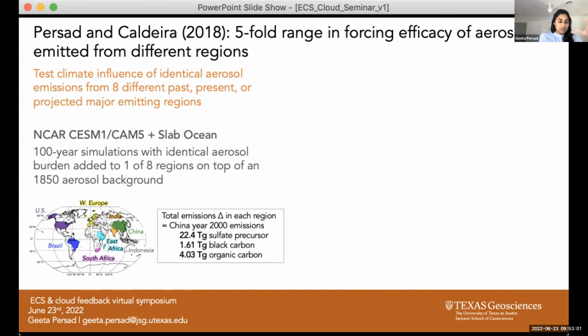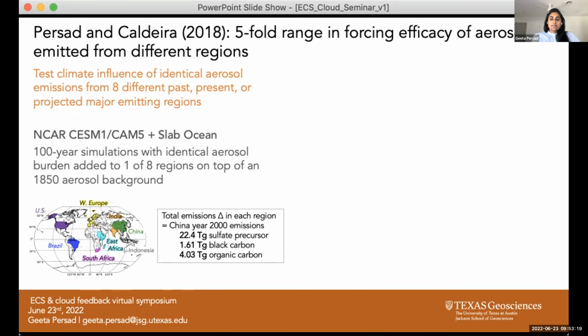So here we just put it in each of the 8 regions that you see on the map here, kind of tracking major past, present, and future projected emissions hotspots of aerosols. And this was done in CESM1 with the slab ocean. And these were equilibrium simulations.